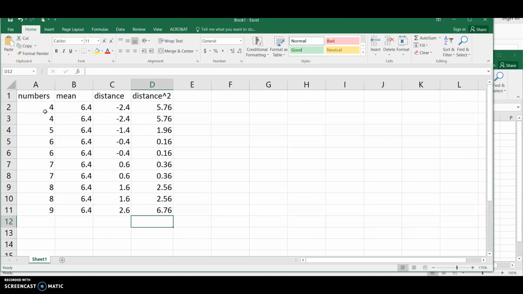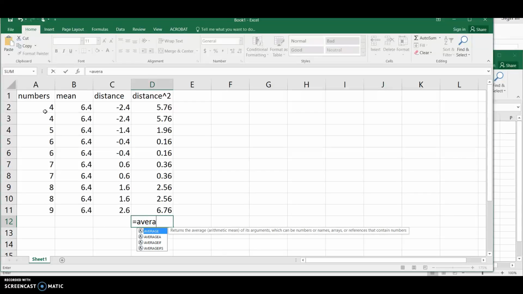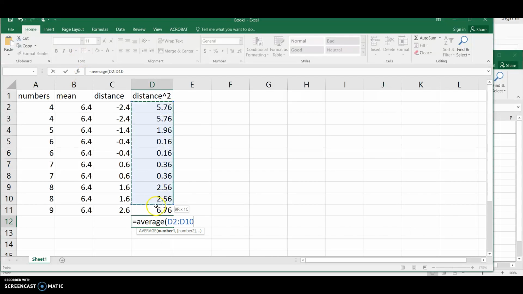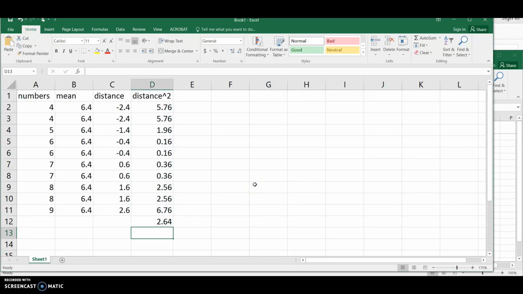And now we said we wanted to find the average distance. And so how do you find the average distance? Well, you take an average, which means we add up all these numbers and divide by how many numbers there are. So I'm going to let the computer do that. And we found that our average was 2.64.